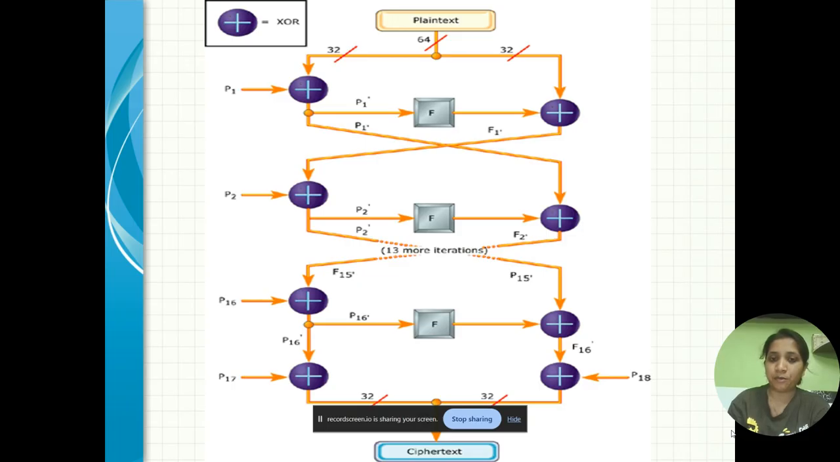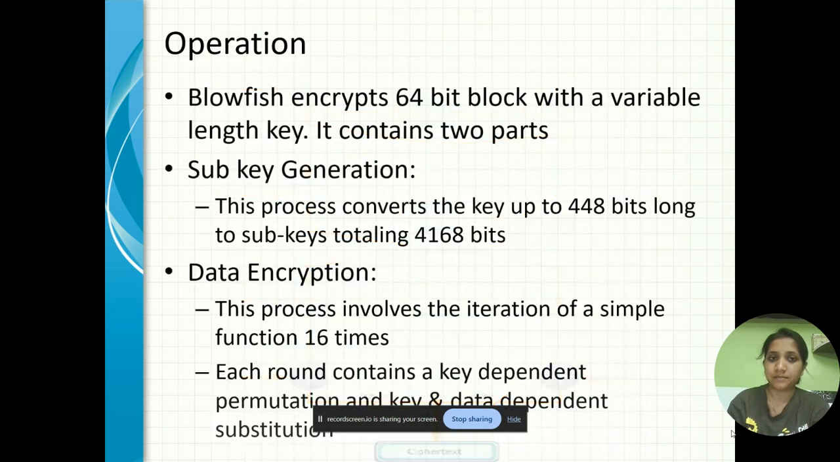So here is a diagram of Blowfish with 16 iterations with XOR operations, converting plain text into ciphertext. Operation: Blowfish encrypts a 64-bit block with a variable length key. It consists of two parts. First is sub-key generation. This process converts the key, up to 448 bits long, to sub-keys totaling 4168 bits. And second is data encryption. This process involves iterating a simple function 16 times. Each round contains a key-dependent permutation and a key- and data-dependent substitution.